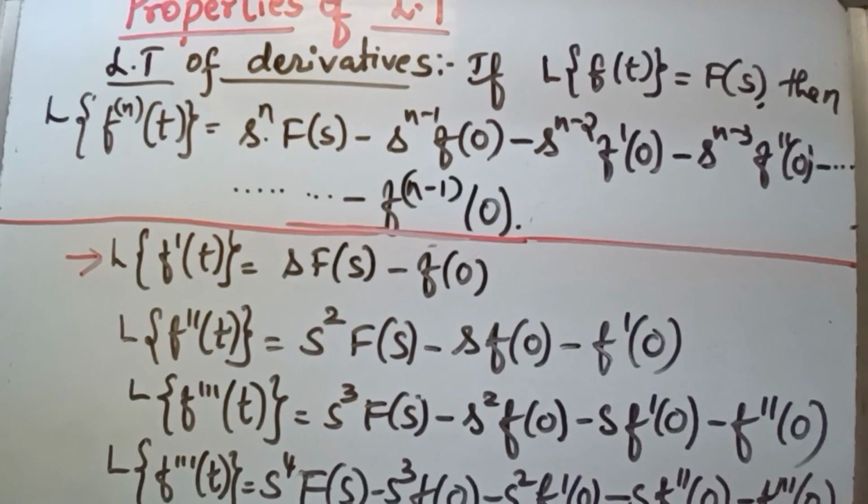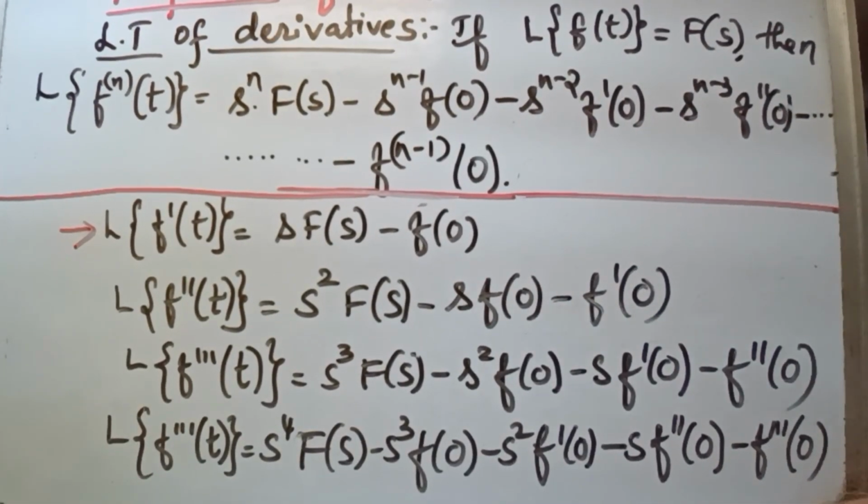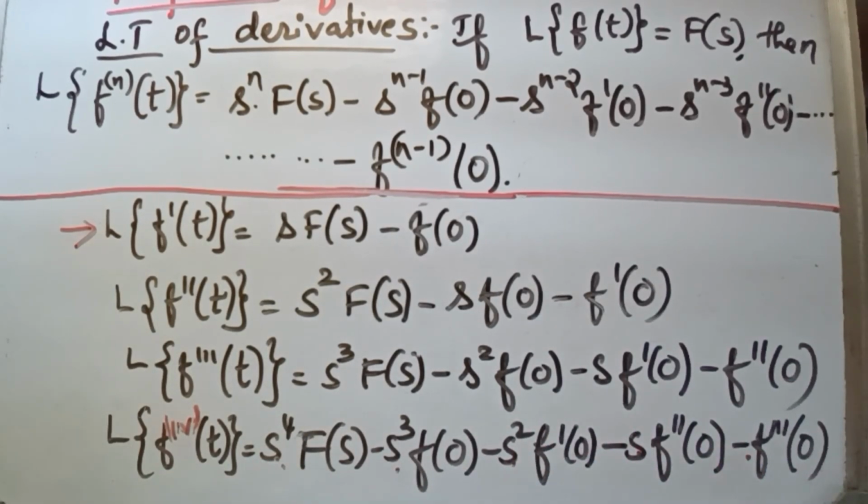Similarly, if you want the fourth derivative, the Laplace transform of the fourth derivative of the function f is s power 4, s cube, s square, s power 0. So all negative signs. Then write F of s, f of 0, f dash of 0, f double dash of 0, f triple dash of 0. So the highest derivative of small letter f is the third derivative while finding the Laplace transform of the fourth derivative. So this is the formula to find the Laplace transform of derivatives.